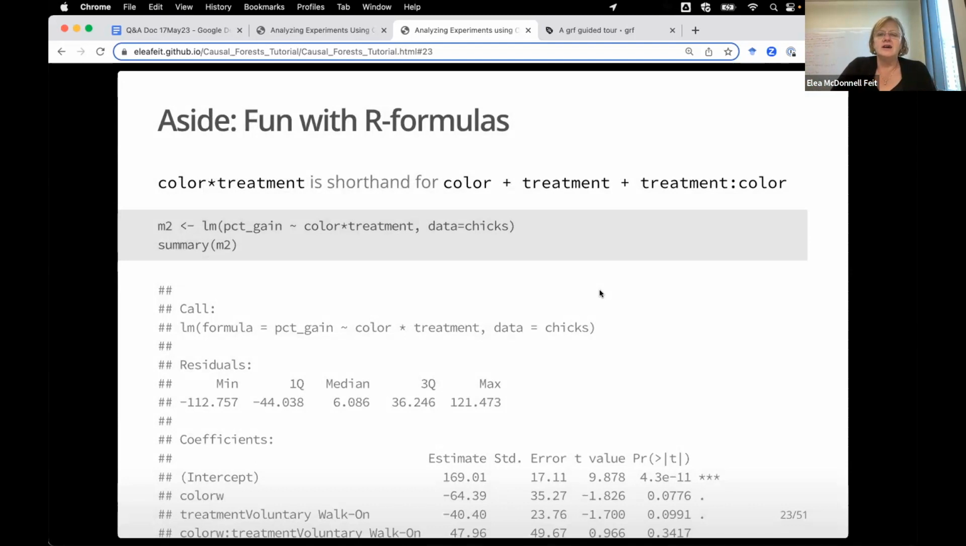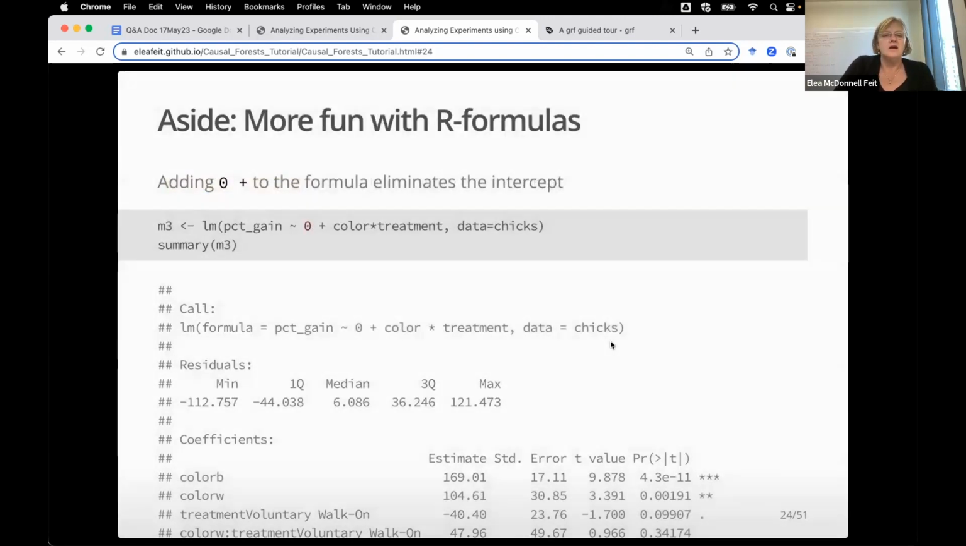All right, I put in some asides about our formulas, for fun with our formulas. So color plus treatment plus the interaction between treatment and color, that's what I wrote before, but you can write it another way. You can write it as color times treatment. Cool, huh? That actually means the same thing as this other formula here. Another trick is that if you don't want to have an interaction, you can do 0 plus, and that means I don't want an interaction.